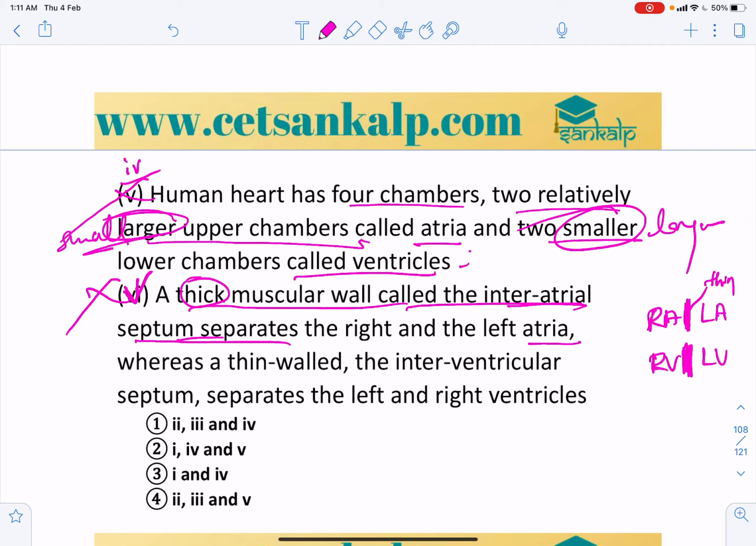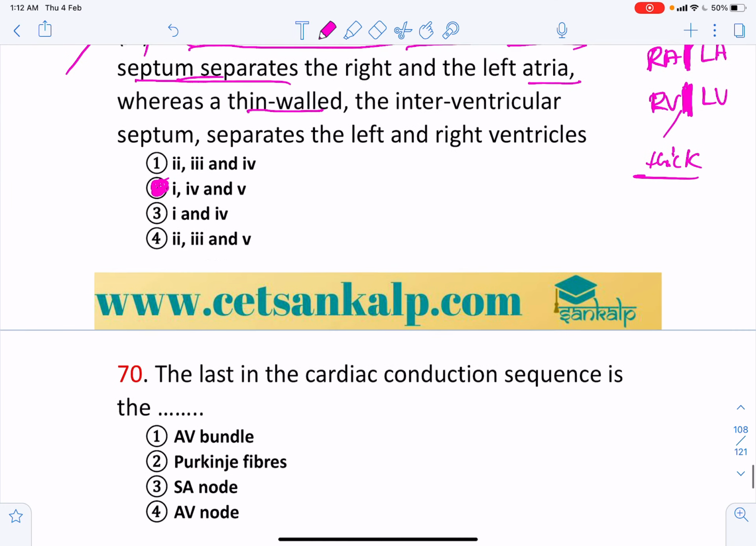So left atria, whereas a thin wall. Left ventricle, which is thick wall. Just recollect that structure I explained. So that is 1, 4, and 5. Right. Just change this to 4, then make it 5. Right. So this is the answer.